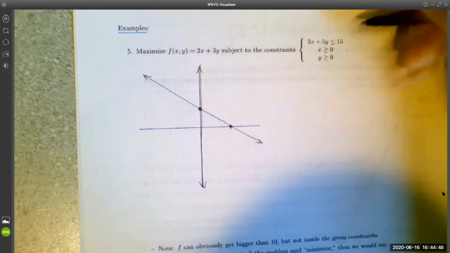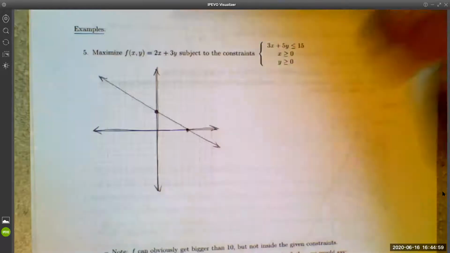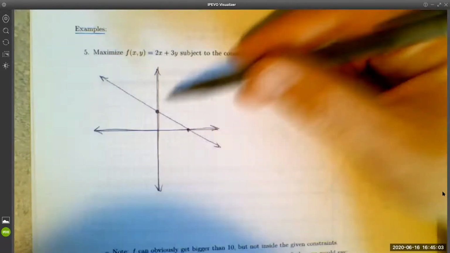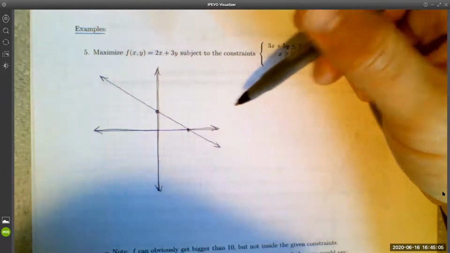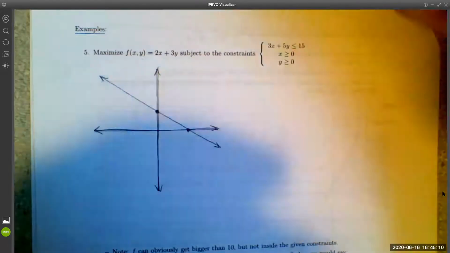And then the third boundary is y equals 0. That's a horizontal line through 0. That's basically just the x-axis. So we're interested in maximizing this function subject to these constraints. And to get an idea for where we're dealing with in the plane, we should do some shading, right?